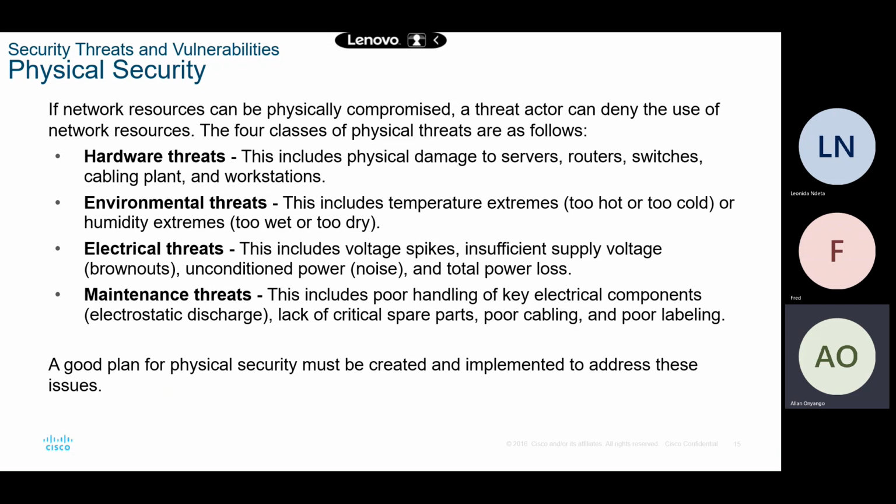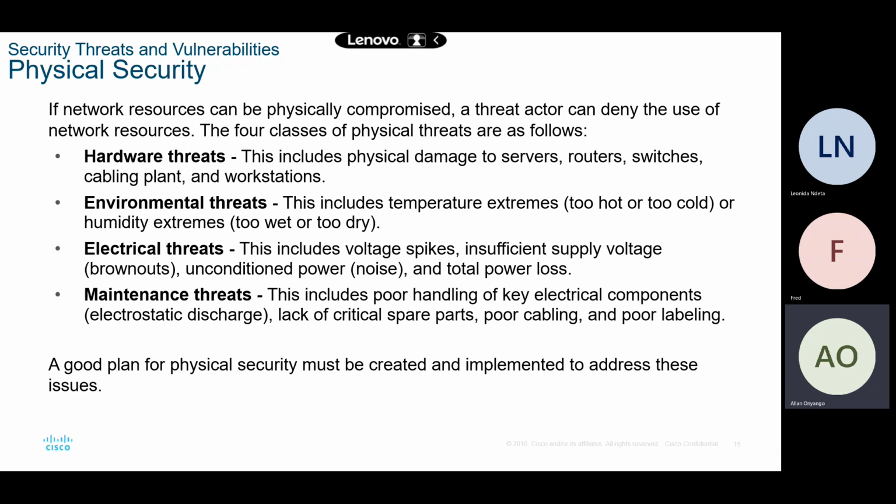Electrical threats include the variations in power supply to your electrical equipment or to your networking devices. Okay, they can include things like voltage spikes, where power comes in at a very high voltage. Sometimes it comes in insufficient, and we call that brownouts. Sometimes it comes as noise when it is not conditioned. It keeps on changing from high to low, low to high, and that can cause a problem. Sometimes it's just total blackout. We call it total power loss.